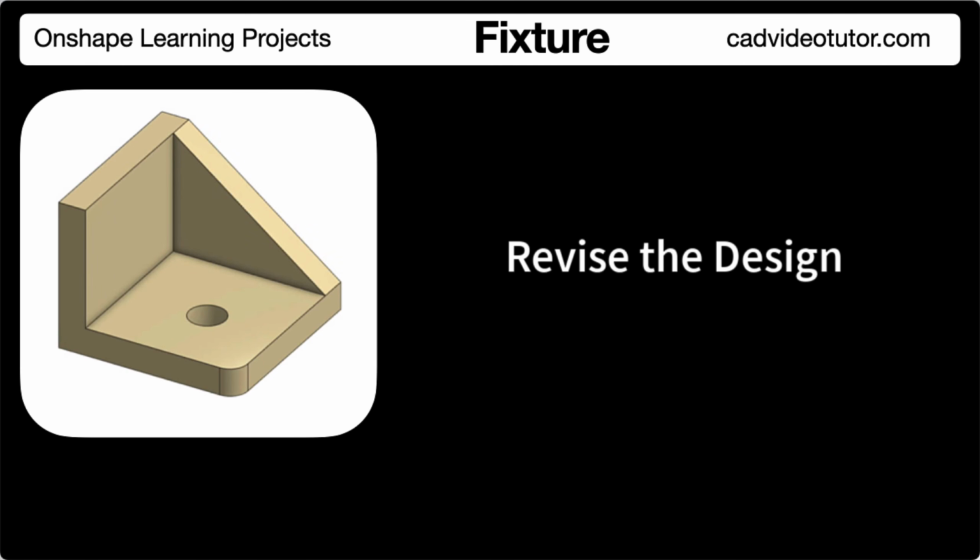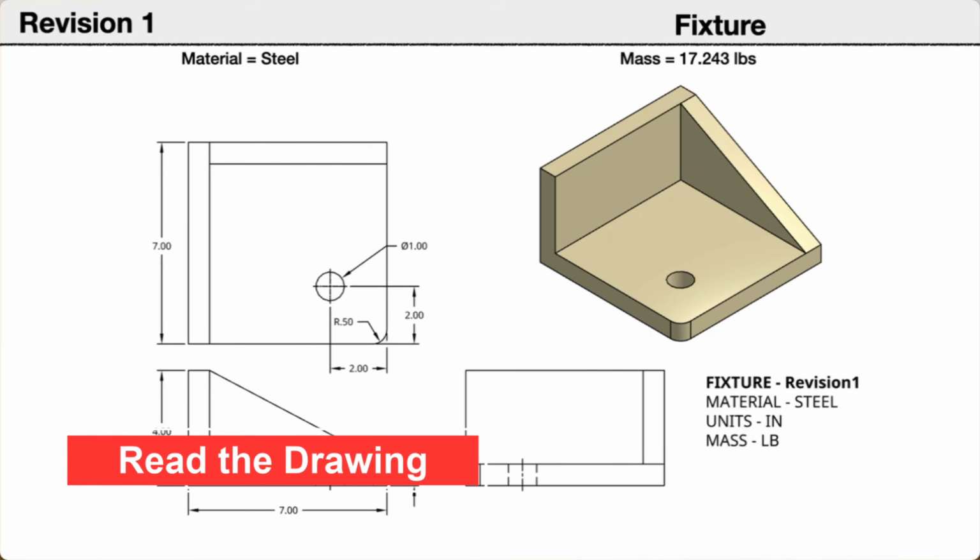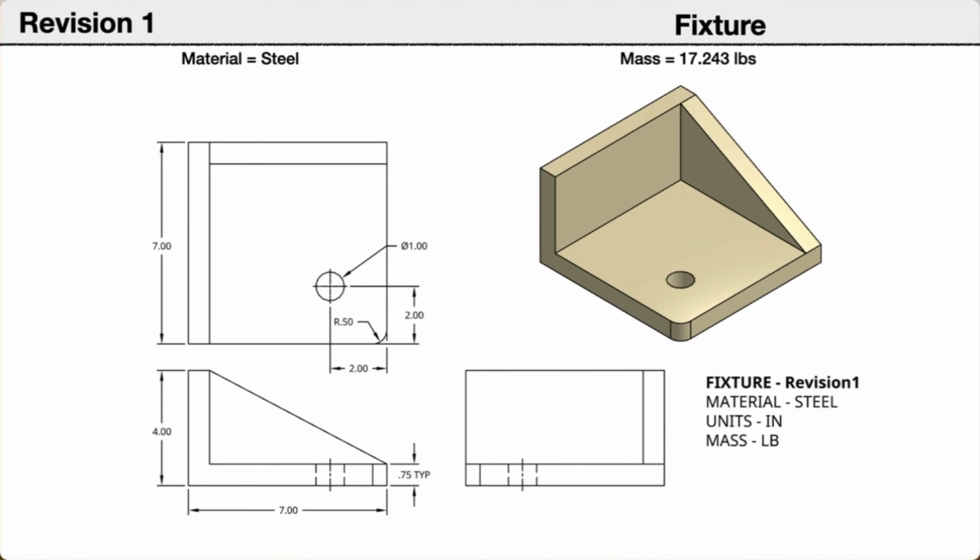In this segment, we'll apply a revision to our part called a fixture. First, we'll identify specifications that need to be changed by reviewing the revised drawings. First, the length has changed to 7 inches, and the width has changed to 7 inches. We should also note the hole should remain in its original location relative to the front corner as was stated in our design intent. If the part updates correctly, the revised mass should be 17.243 pounds.